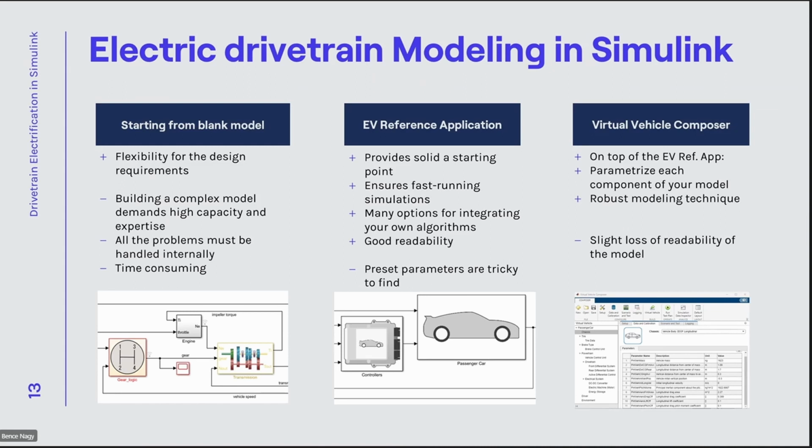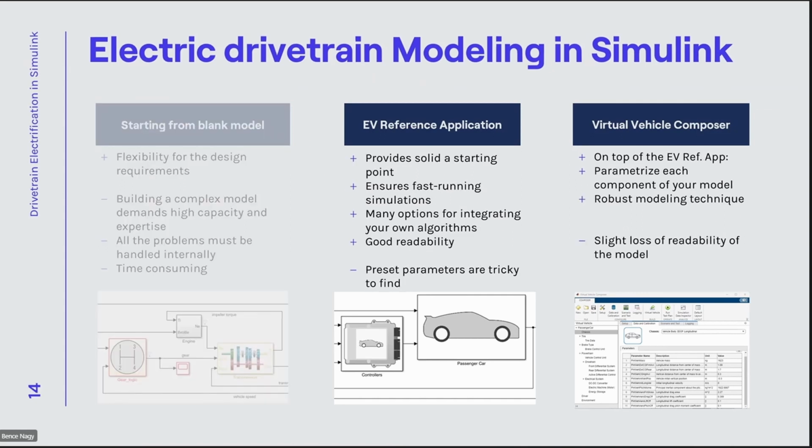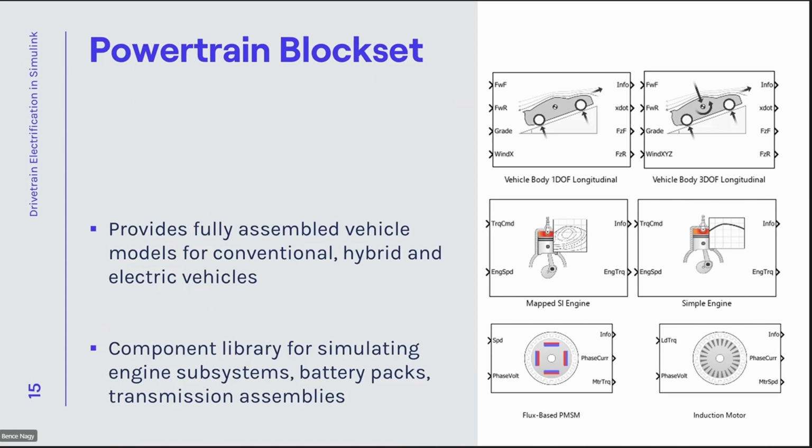So you can have everything there in the model. And I would like to focus on the EV reference application and the virtual vehicle composer today, because those two components are built in and come with the Powertrain Blockset, which provides fully assembled vehicle models for conventional, also hybrid and electric vehicles. And you also see a component library on the right, and those are here for you to simulate your engine subsystems, battery packs, or transmission assemblies.